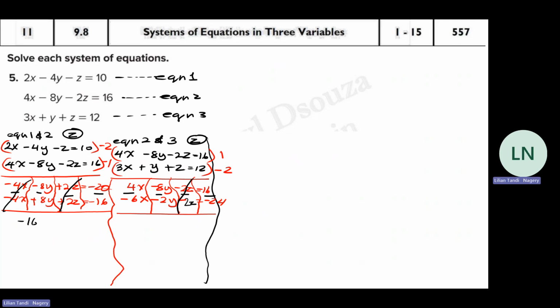This will be negative 16y equals to negative 4. This will be 10x. This will be minus 6y. Yes, minus 6y. This should be 40, 16 plus 24. Now I will divide both sides by negative 16. Y equals to 1 over 4.